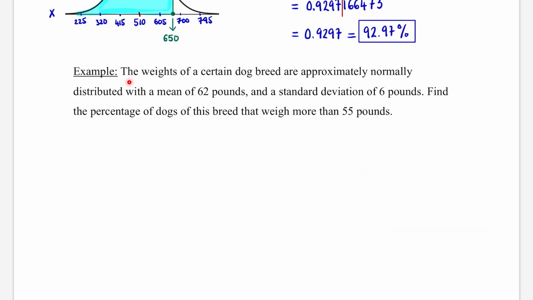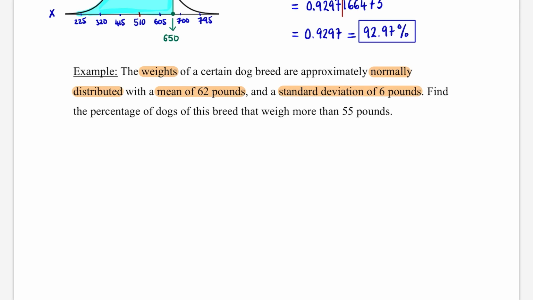Example: the weights of a certain dog breed are approximately normally distributed with a mean of 62 pounds and standard deviation of 6 pounds. Find the percentage of dogs of this breed that weigh more than 55 pounds. My X is the weight of the dog, and the data is normally distributed. Mean is 62 pounds and standard deviation is 6 pounds.